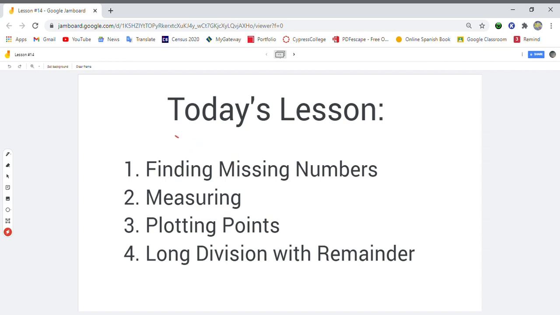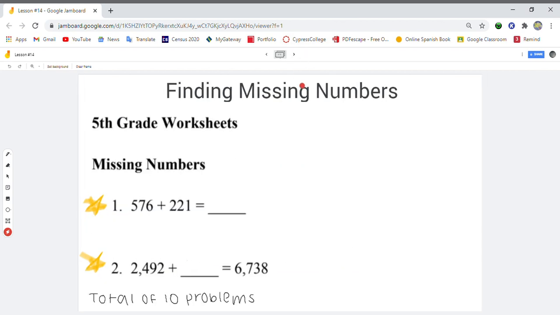Hello 5th graders, today we're going to go over how to find the missing numbers, how to measure, how to plot points, how to do long division with remainders. So for the first one, finding missing numbers, we'll be doing number 1 and number 2 out of a total of 10 problems.